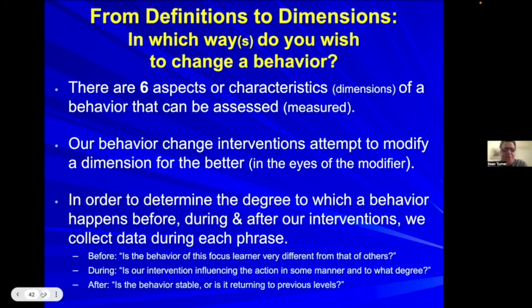All right. From the definitions to dimensions, in which ways do you wish to change the behavior? There are 6 aspects or characteristics of behavior that can be assessed. Our behavior change interventions attempt to measure a dimension for the better in the eyes of the modifier.